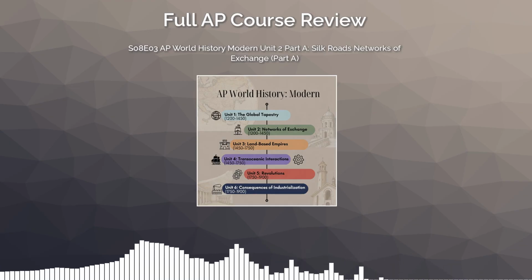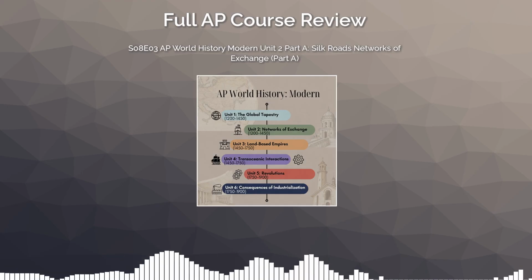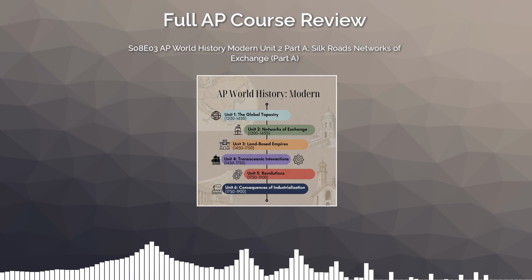2.5a Spread of religion along trade routes: Islam, Buddhism, Christianity. The big picture: religion travels with merchants.